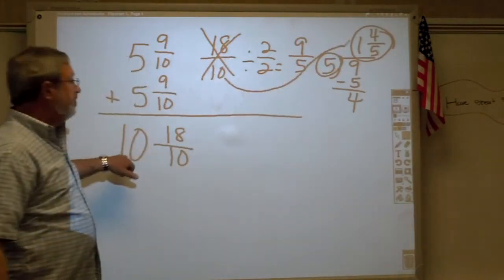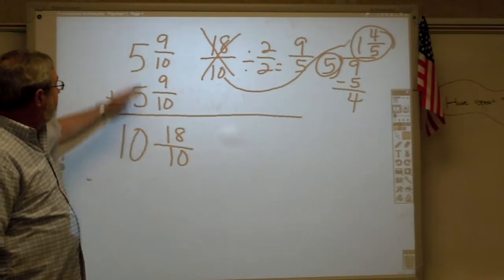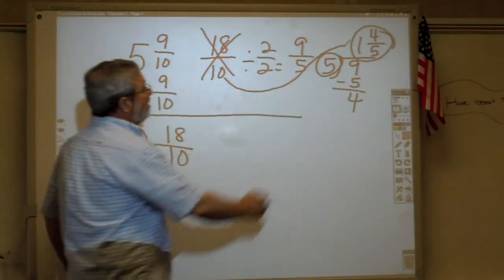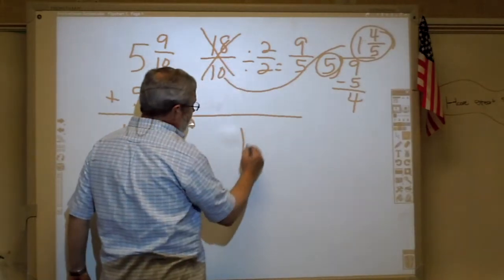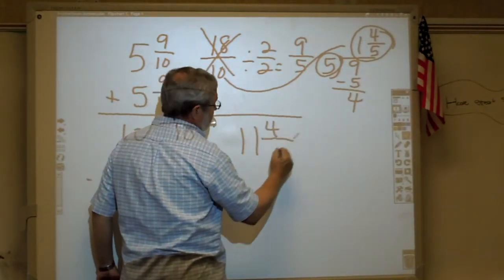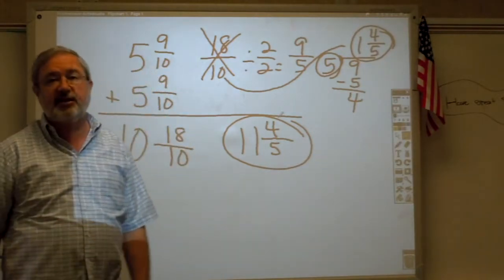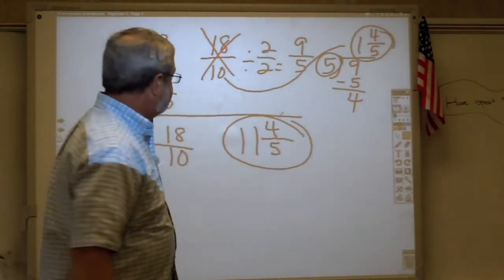But what happened over here? I've got 10 left over right here with my whole numbers. You cannot forget this and throw it out. So 10 plus my 1 right here will give me a final answer of 11 4/5. If that's what you've got, then you are in pretty good shape.